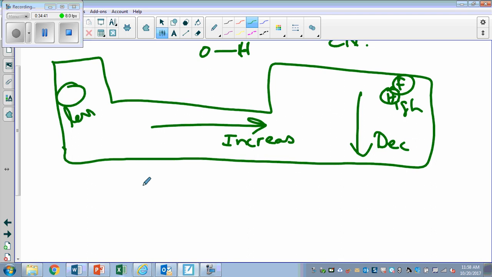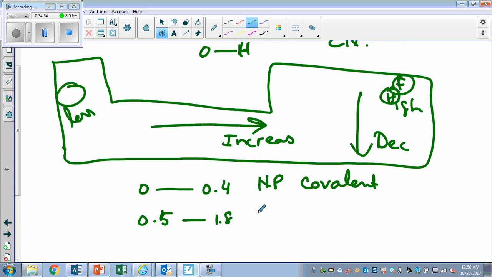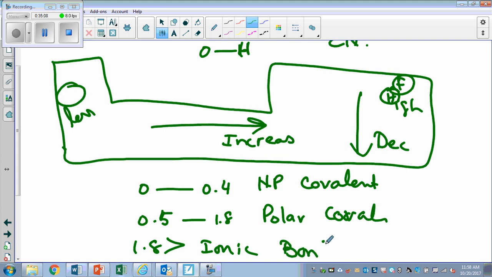So if the electronegativity difference is from 0 to 0.4, okay, it is a non-polar covalent bond, meaning electrons are being shared. 0.5 to 1.8 is a polar covalent bond, and greater than 1.8 is an ionic bond. So if the electronegativity difference is greater than 1.8, then it is going to be an ionic bond. So this is how you can predict the nature of the bond.